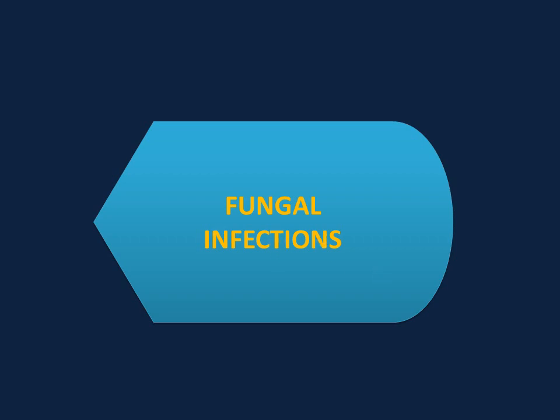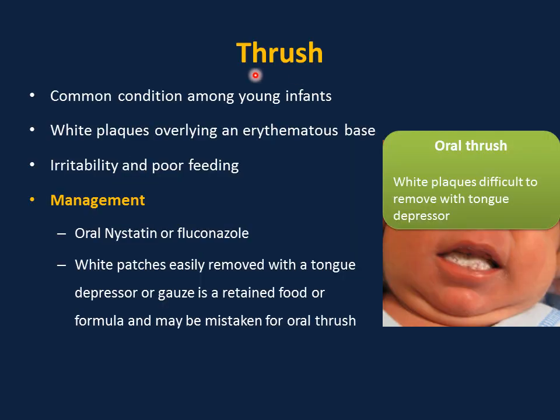Fungal infections. Oral thrush is a very common presentation in the pediatric clinics. It is a common condition among young infants. It is a white plaque overlying an erythematous base, and can be seen on the tongue, gums, hard palate, and soft palate. It is difficult to remove with the tongue depressor. If it is removable with the tongue depressor, it is likely to be milk. Also, in cases of thrush, the child may have irritability and poor feeding because of the pain and stomatitis.